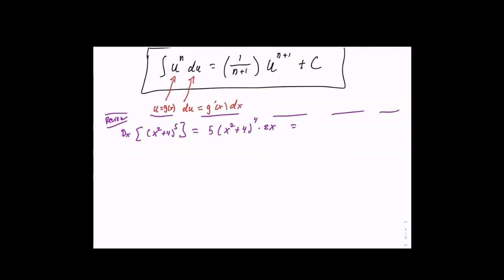So the main premise of what we're going to be doing is focusing on this piece right in here, because there's my u and my du. So if I were to integrate 5 times x squared plus 4 to the 4th times 2x dx, it stands that I would get 5. Okay, and the 5 comes outside, and then I would get parentheses x squared plus 4 to the 5th, 1 over 5, plus c.